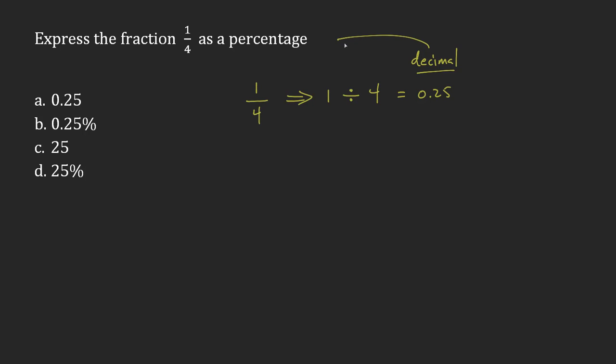And if you want to turn a decimal into a percentage, you multiply by 100 and then add a percent sign with your answer. So if I take my 0.25 and I multiply by 100, how much is that? That'll give me 25. Add the percent sign to my answer, and so my answer here for this question is 25%.